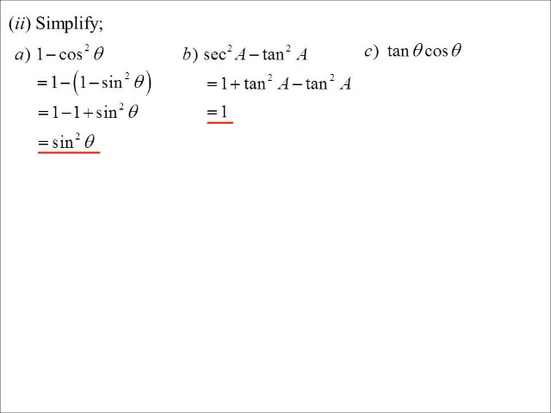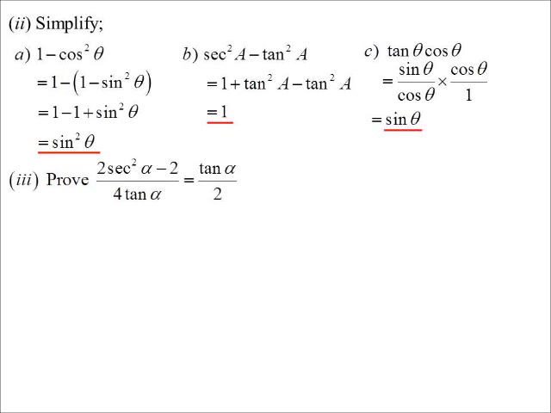Tan theta, cos theta. So I see something like this, I go, there's no squared. What am I going to do? That's where that other relationship must come in handy. So I'll change tan theta to sine on cos, and then the coses cancel, and I end up with sine theta. Okay.